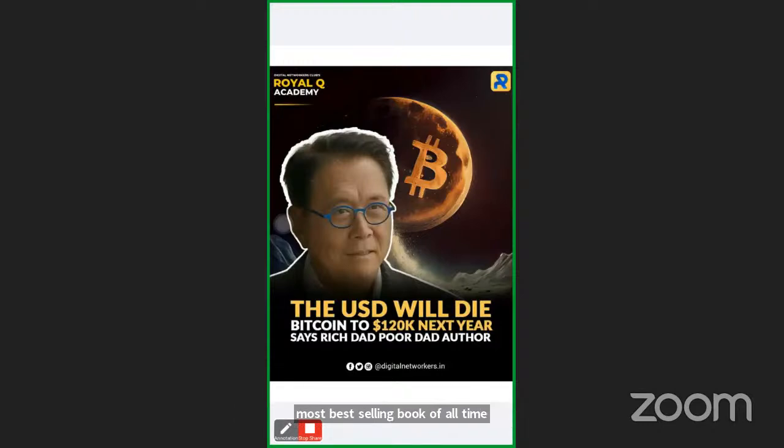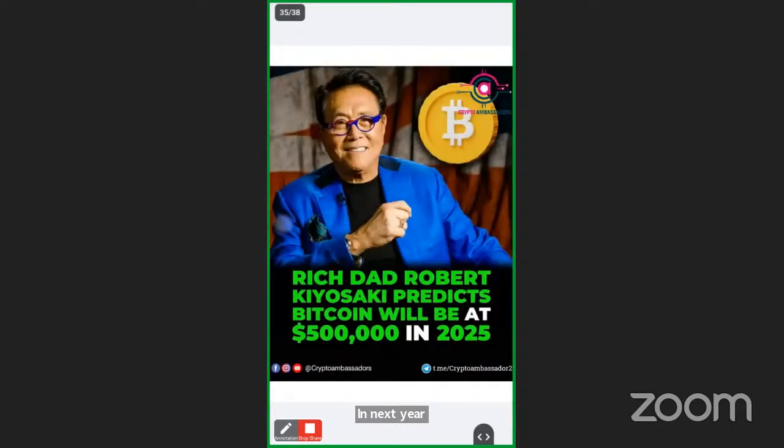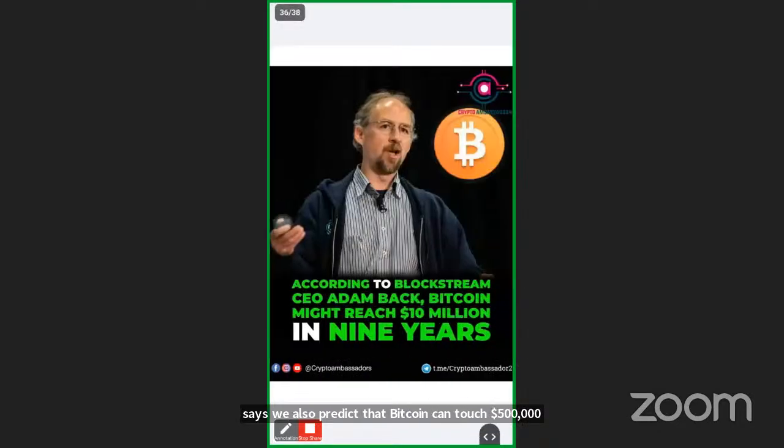He says that the US dollar is losing its value. It is going to die very soon, when Bitcoin touches $120,000 in the next year, 2024, says Robert Kiyosaki. And he also predicts that Bitcoin can touch $500,000 by the year 2025.